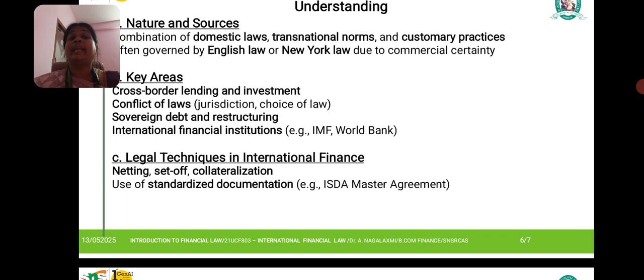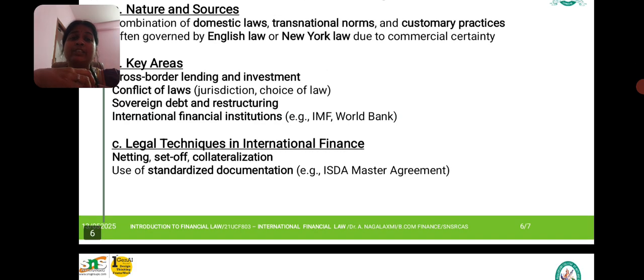Next, sovereign debt and restructuring. Next, international financial institutions. So IMF is there, World Bank is there, so it is common to all the countries. If they are financing a particular country, the law of that country and the law of these financial institutions has to be combined, and it has to be properly set in order to make the financial transaction a successful one.